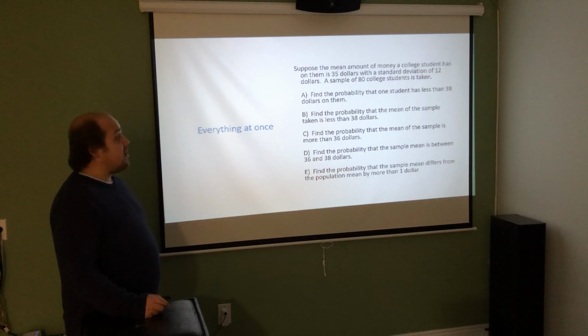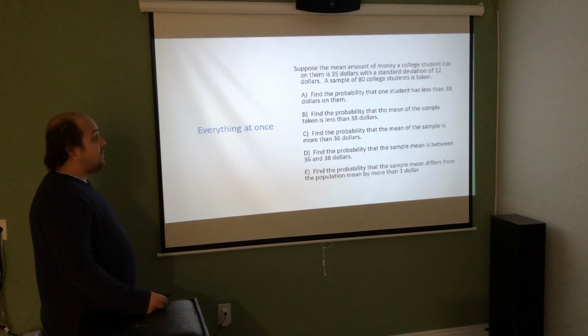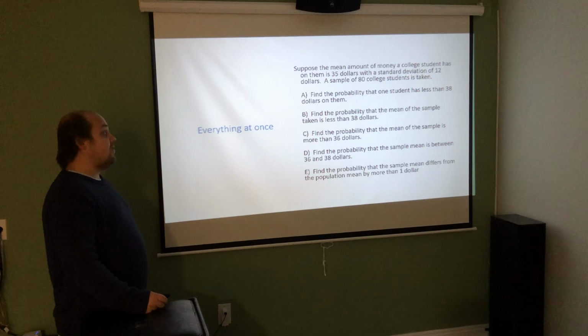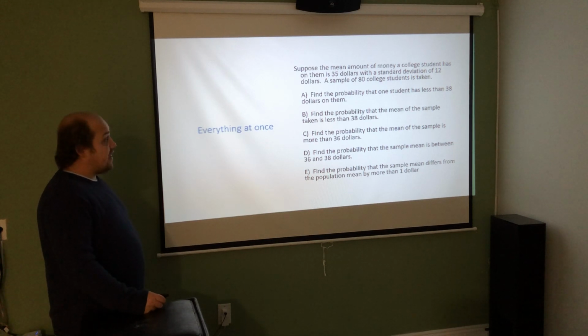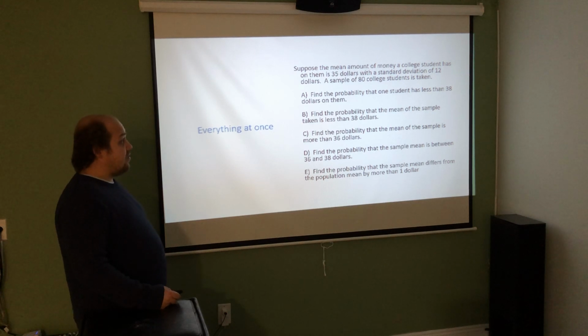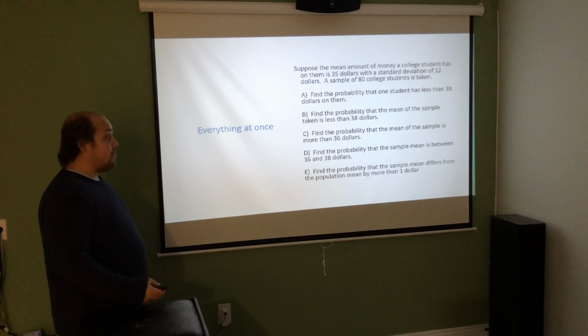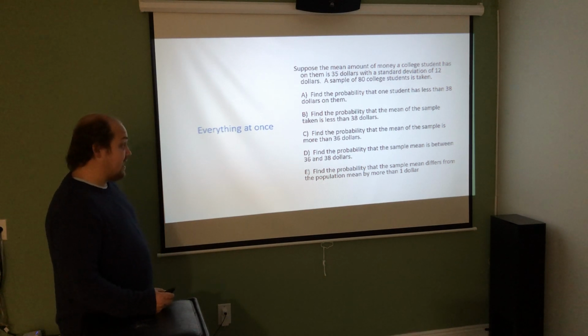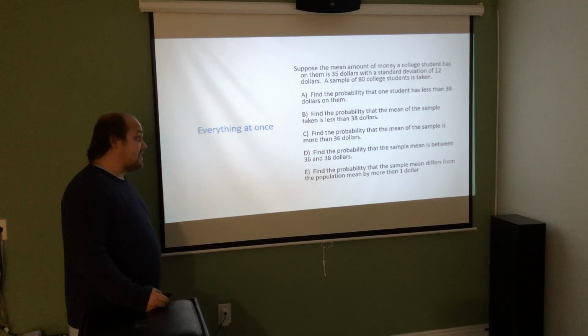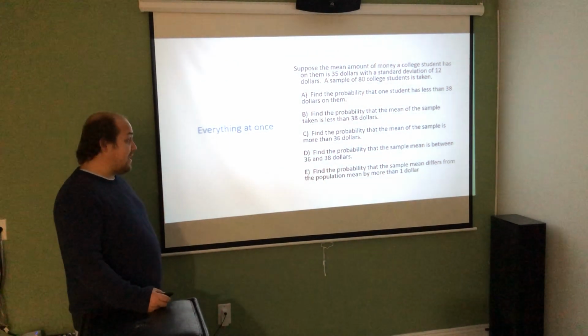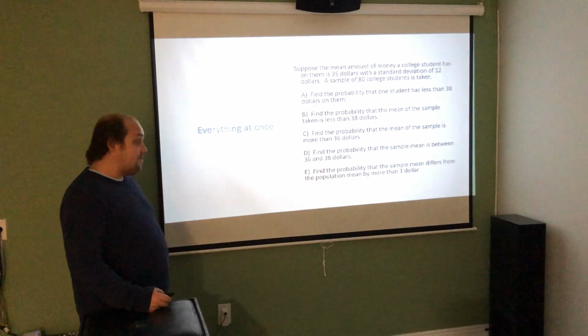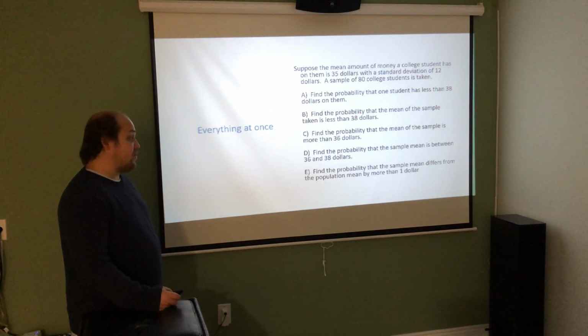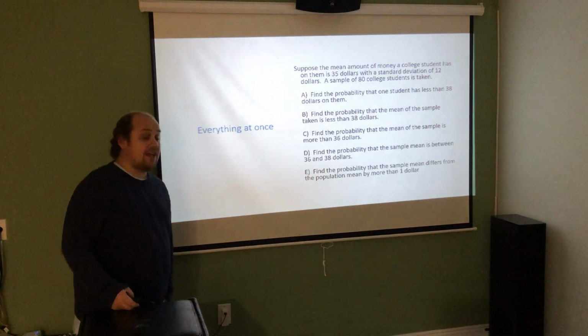Suppose the mean amount of money a college student has on them is $35 with a standard deviation of $12. A sample of 80 college students is taken. Find the probability that one student has less than $38 on them. Find the probability that the mean of the sample taken is less than 38. Find the probability the mean of the sample is more than 36. Find the probability that the sample mean is between 36 and 38. And then find the probability the sample mean differs from the population mean by more than $1.